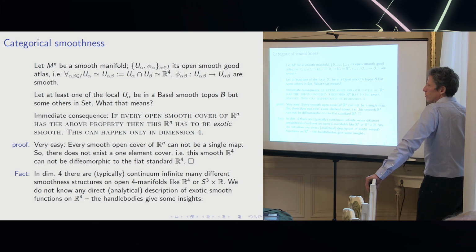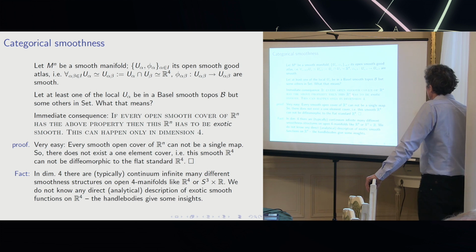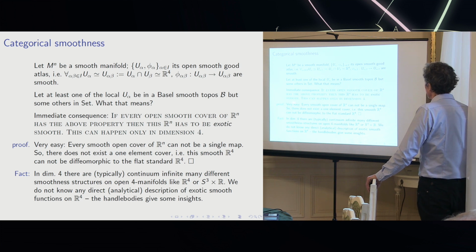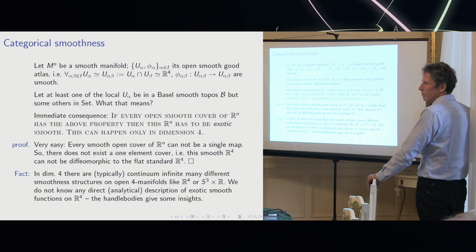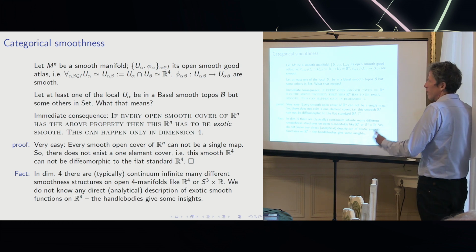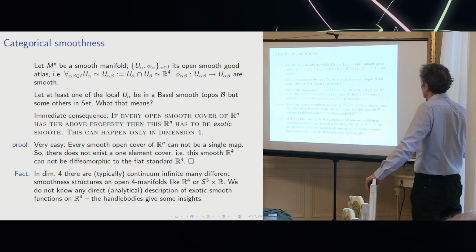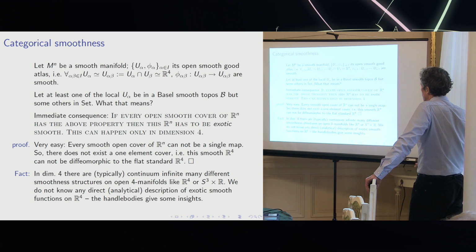Of course, this can happen only in dimension 4, because exotic Rn exists only as exotic R4. And the proof is very easy, very basic maybe: if indeed every smooth open cover of Rn cannot be reduced to a single map, such a manifold cannot be standard smooth, because if it is standard smooth, it is diffeomorphic to a manifold with one cover. So we exclude such possibilities. So this kind of smooth manifold must be exotic.